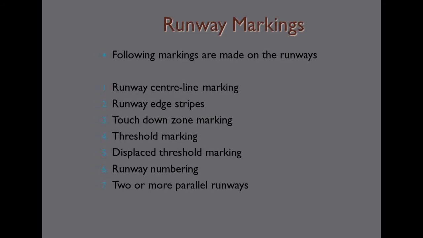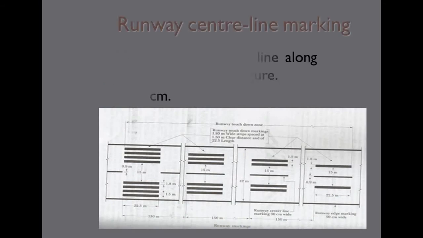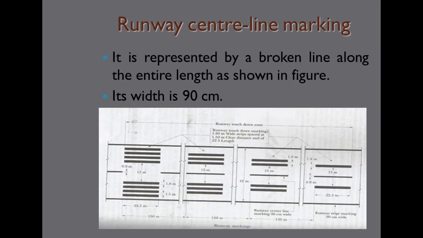So there are 7 different types of markings made in the runway. We can see one by one now. Runway centerline marking. So you can see the centerline marking here. So centerline marking is the marking that is made at the center of the runway. So the width of the marking is 90 centimeter and it is a broken line.